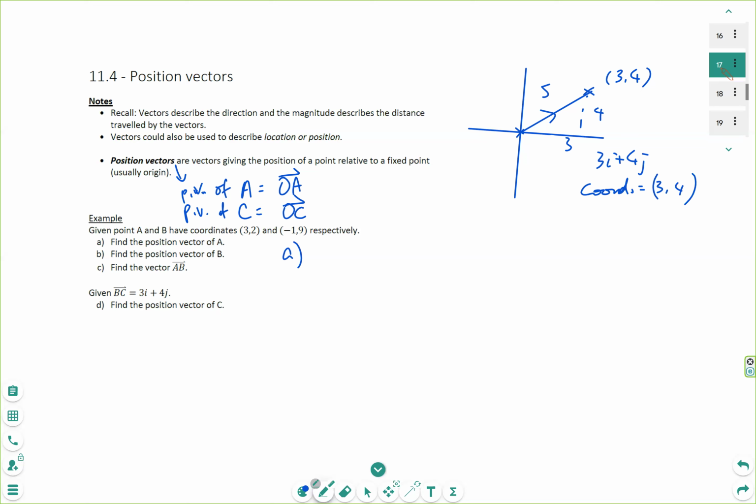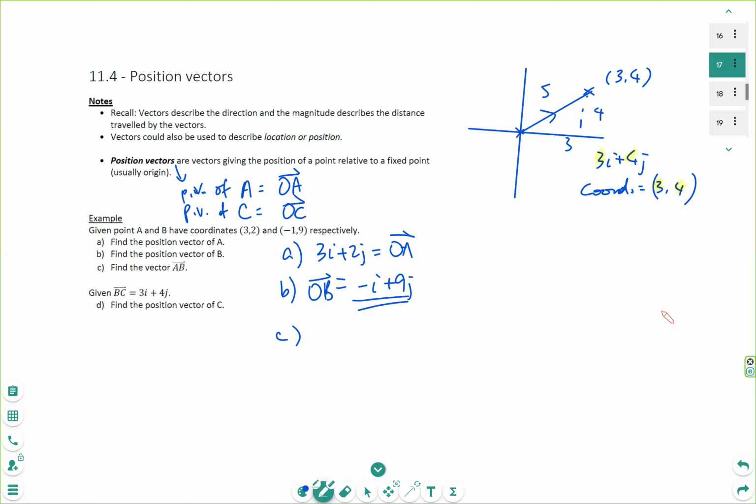So you can see the coordinates 3 and 4 have something to do with the coefficients of i and j. In fact, they are equal. The x coordinate is the same as the i coefficient, and the y coordinate is the same as the j coefficient. So the position vector of A is going to be 3i plus 2j. So OA equals 3i plus 2j. Part B, find the position vector of B. So OB equals, from the coordinates of B, minus i plus 9j.